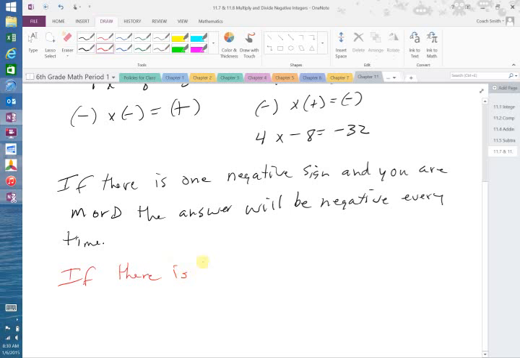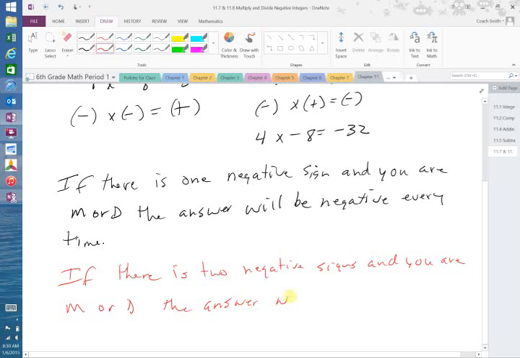If there are two negative signs and you are multiplying or dividing, the answer will be positive every time.